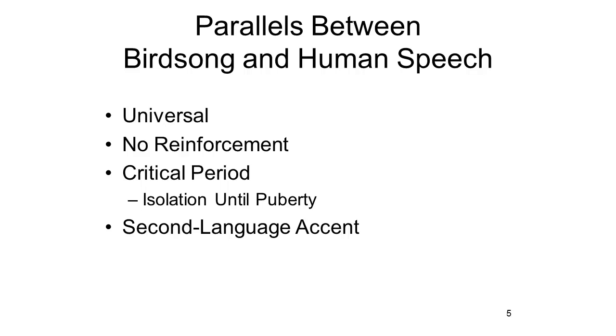Even if the child is raised in an extremely impoverished linguistic environment, as long as the child is exposed to some language, it will pick up that language. There's also a critical period for language development. If children are linguistically isolated until puberty, they show very poor language skills thereafter. And if children learn a second language before puberty, they speak that second language without an accent. But if they learn the second language after puberty, that language is spoken with an accent.